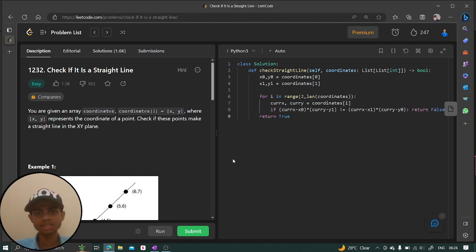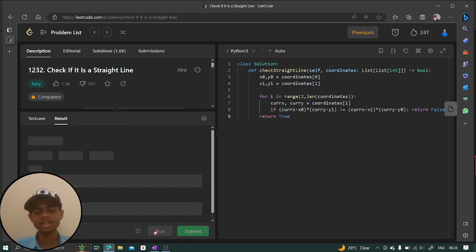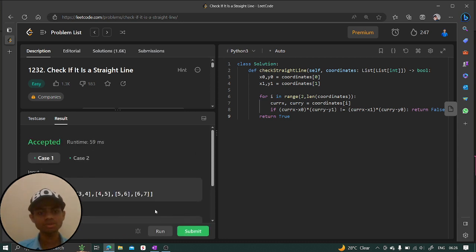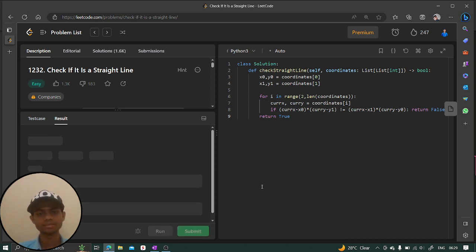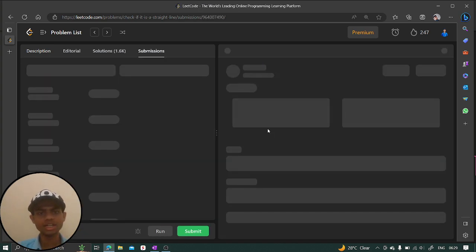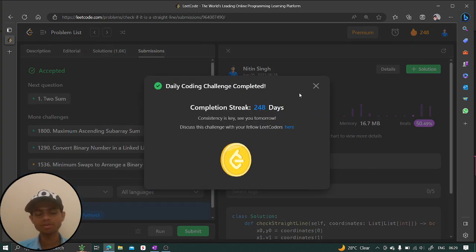Now let's run this code and see whether it's working fine or not. I hope it will work. You can see both test cases pass. So let's try to submit this code as well. And you can see guys, it also got submitted. So we have successfully solved this with Python.